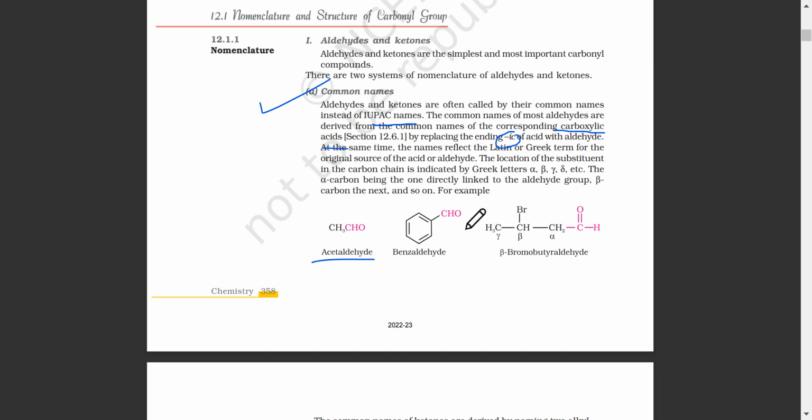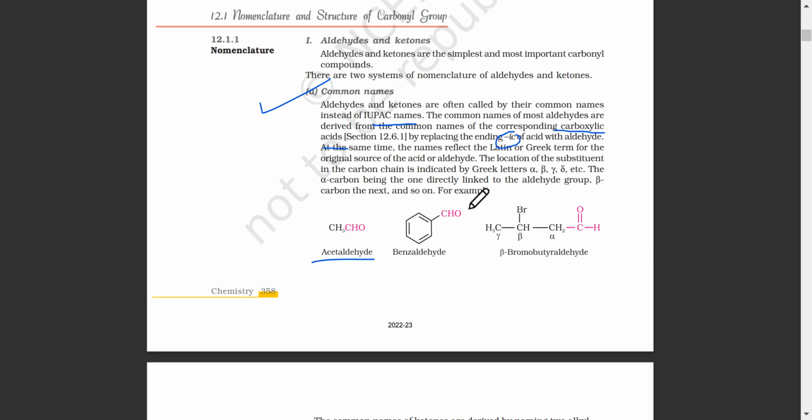At the same time, the names reflect the Latin or Greek term for the original source of the acid or aldehyde. The location of the substituent in the carbon chain is indicated by Greek letters alpha, beta, gamma, delta, etc. The alpha carbon is the one directly attached to the aldehyde group. Beta carbon is the next, and so on.